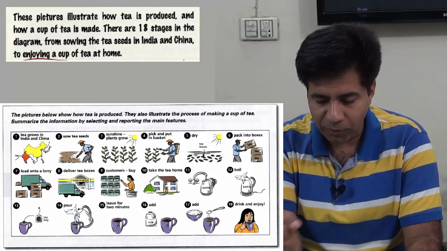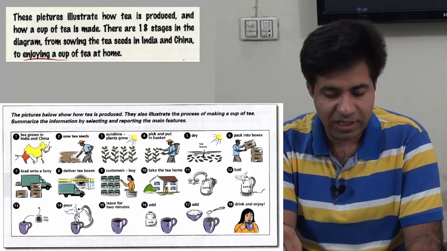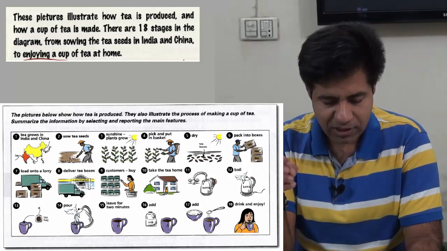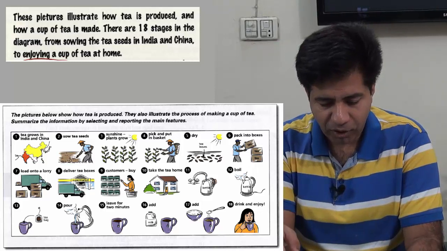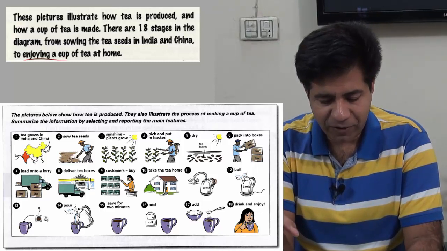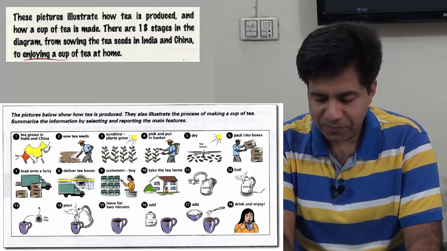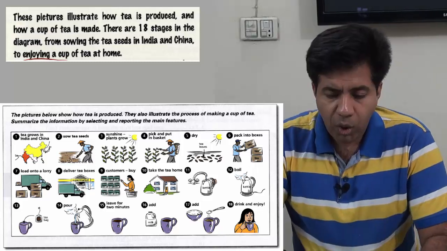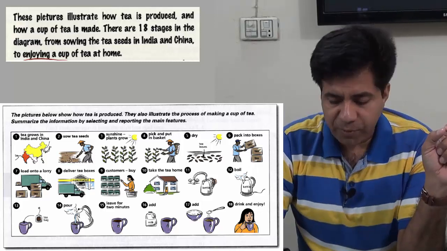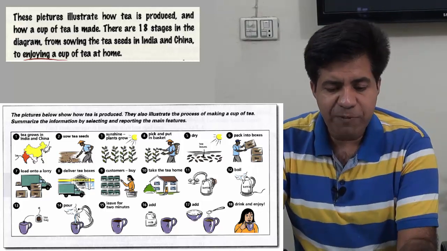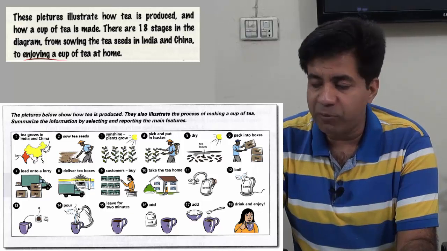So you take it home and then you pour some water in the kettle, boil water, add tea bag, pour hot water into the cup, leave for 2 minutes, add milk, add sugar according to your taste, and drink and enjoy. Okay, so let's see. Now we've got a complete report. Please follow me.